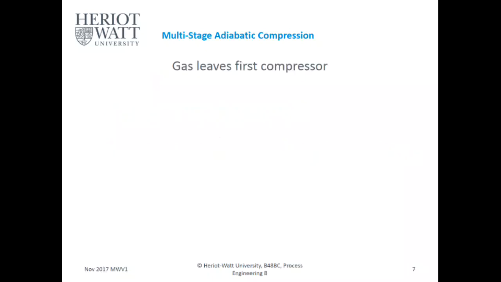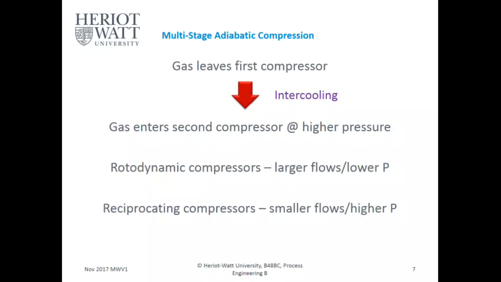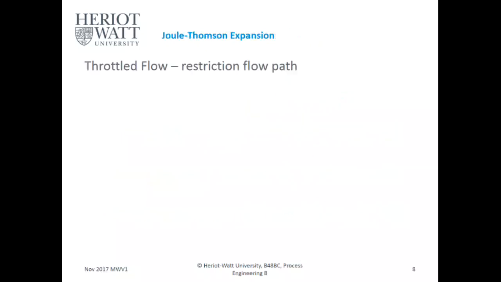In multi-stage adiabatic compressors, the gas leaves the first compressor. There's usually intercooling in between, because when you're compressing the gas heats up, the opposite of the Joule-Thomson effect. And the gas enters the second compressor at the higher pressure, and basically you have these in series, so higher pressure, even higher pressure. You can have rotodynamic compressors, as you remember. These are for larger flows and lower pressures, and reciprocating compressors are for smaller flows and higher pressures. Remember that for your design. Now back to Joule-Thomson expansion.